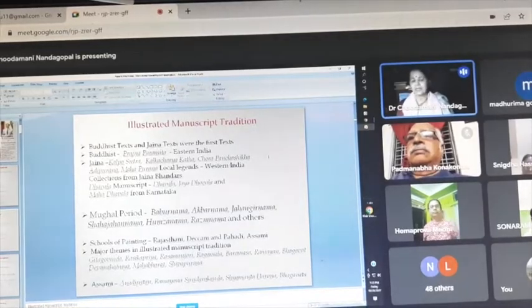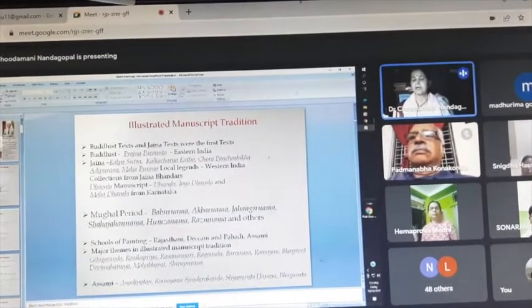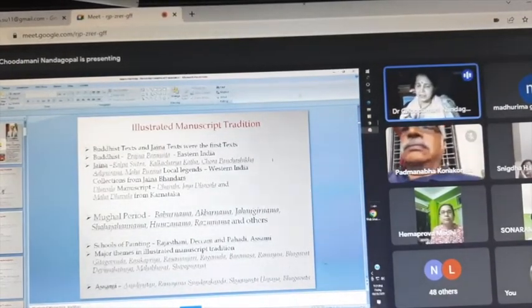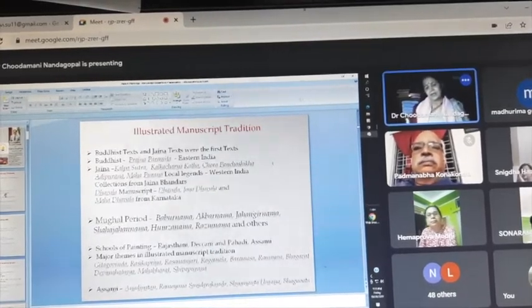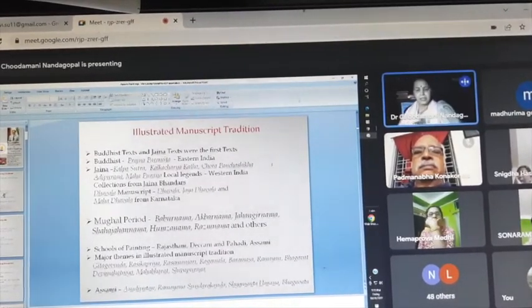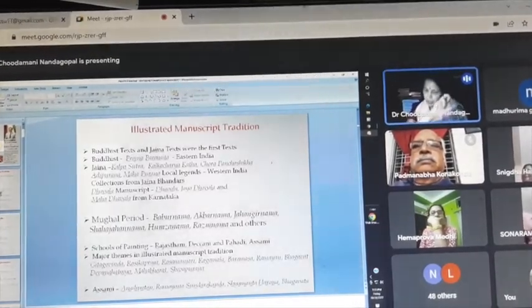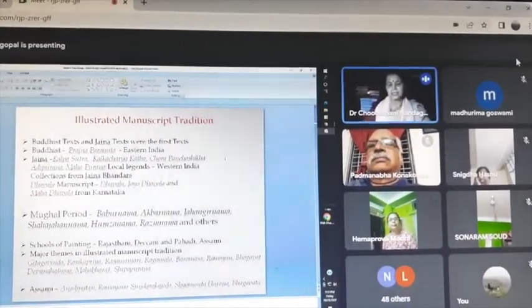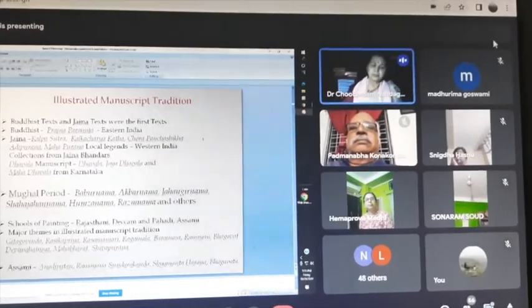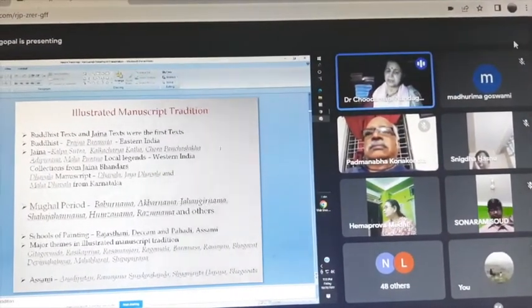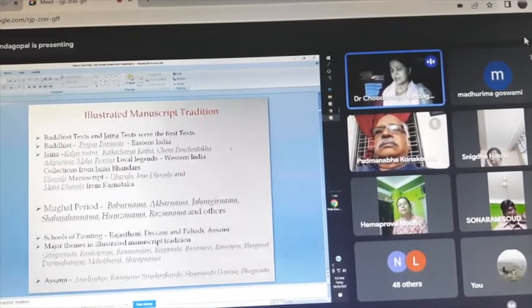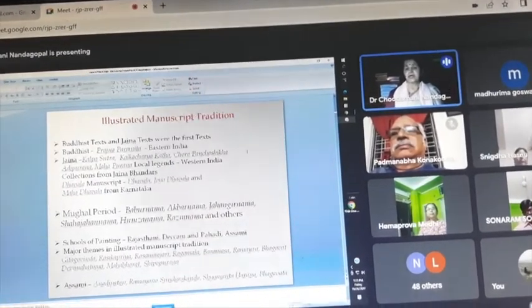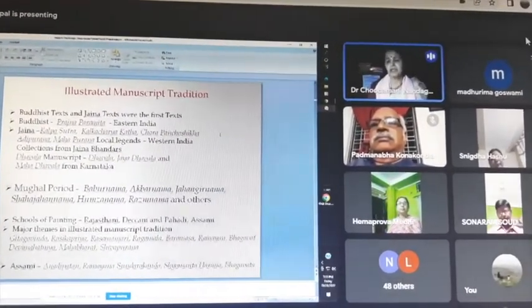Then there are the schools of painting, you find Rajasthani, Deccani, Pahadi, Mughal, Assam, and in all of them the texts are illustrated. In some of these paintings, they look like paintings, but you will also find the texts on these paintings. That is why they are known as manuscript paintings. The texts like Gita Govinda, Rasika Priya, Rasamanjari, Ragamala, Baramasa, Ramayana, Bhagavata, Devi Mahatmya, Mahabharata, Shiva Purana, these are all texts which are beautifully illustrated.